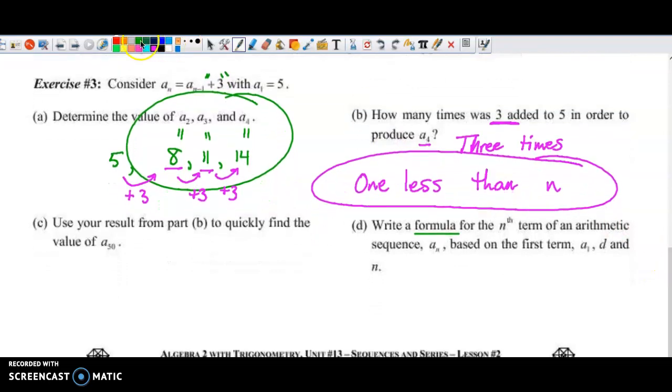Well, what if I asked you for the 50th term? Would you really want to do plus 3 that many times? The quick answer would be, just take your 5, the starting number, and add 49. And where did 49 come from? It's 1 less than n. So 49 is 1 less than 50.